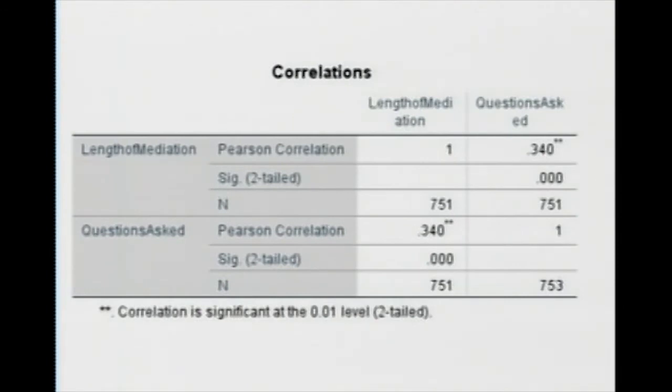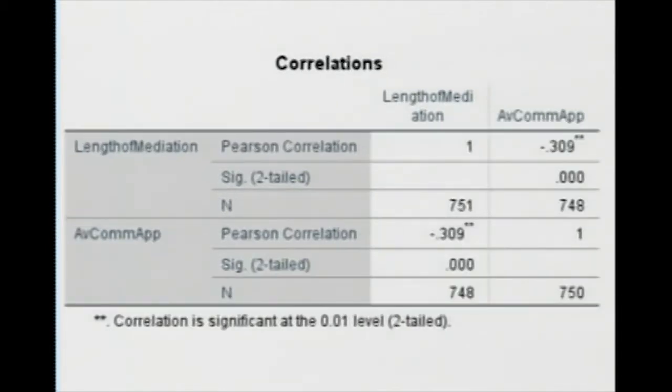Okay, let's take a look at a situation where we would have a negative correlation, and we can look at the next slide. Now, the next slide is looking at two different variables. Again, we have the length of mediation, so we can see that here, and we're trying to see if there's a relationship with the average communication apprehension. So let's think about that for a second. The length of mediation is expressed in minutes, and the communication apprehension is the apprehension score on average felt by the person communicating in the mediation session.